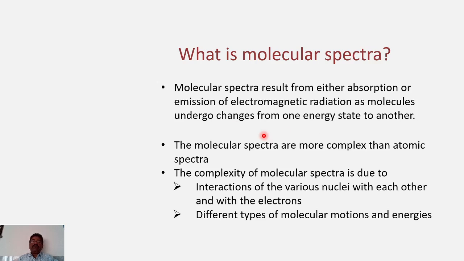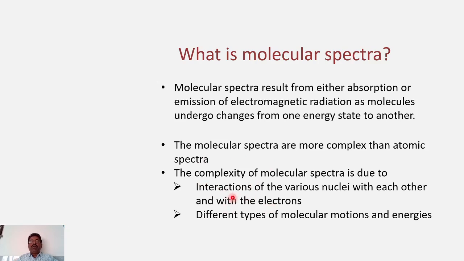So these are the allowed energy states for a particular molecule. Remember, molecular spectra are more complex than atomic spectra. Let me focus on this particular statement: molecular spectra are more complex than atomic spectra. So let us see why it is so complex. The complexity of molecular spectra is due to certain reasons.